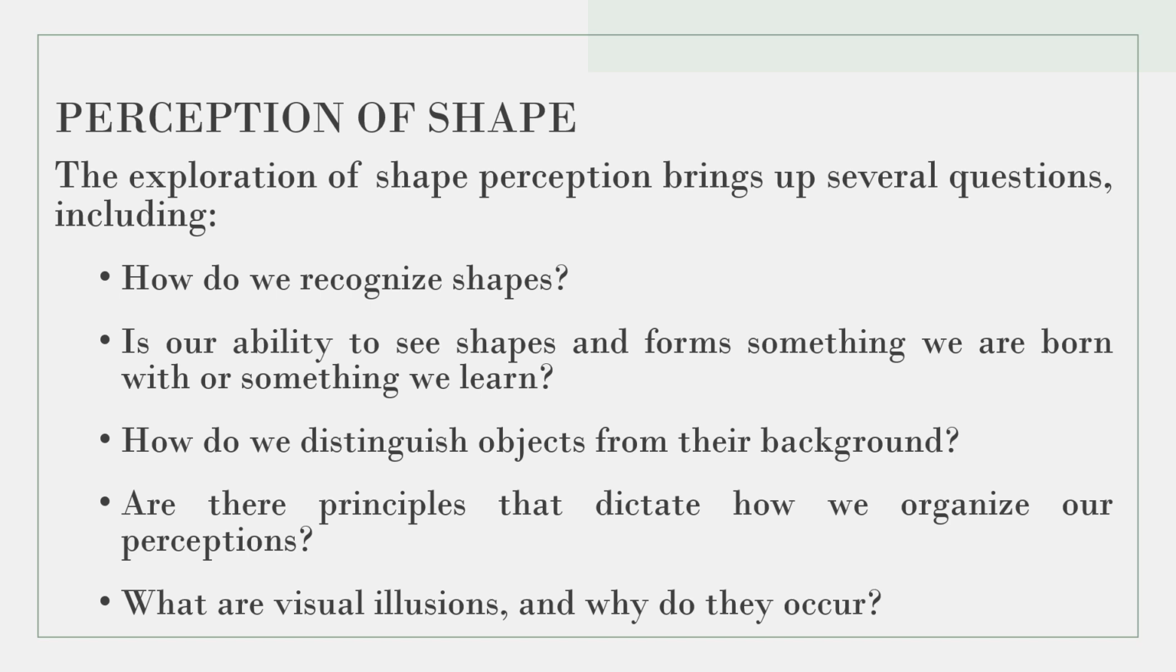Perception of shape. So there are several questions regarding perception of shape in terms of psychology, like how do we recognize shapes? Is our ability to see shapes and form something we are born with or something we learn afterwards? How do we distinguish objects from their background? Are there principles that dictate how we organize our perception? What are visual hallucinations and why do they occur?